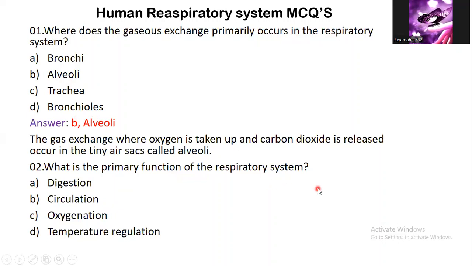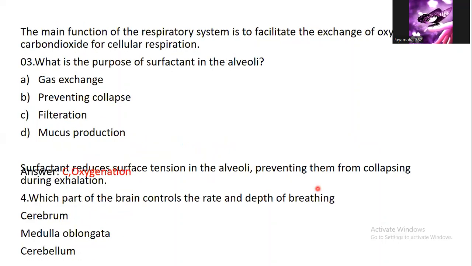The second one is, what is the primary function of the respiratory system? A. Digestion, B. Circulation, C. Oxygenation, D. Temperature regulation. The correct answer is oxygenation. The main function of the respiratory system is to facilitate the exchange of oxygen and carbon dioxide for cellular respiration.